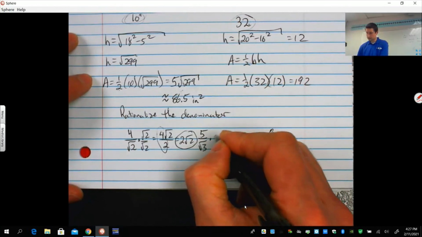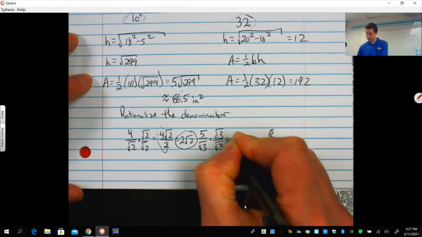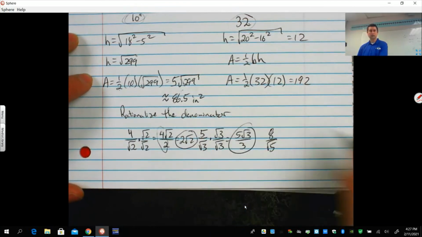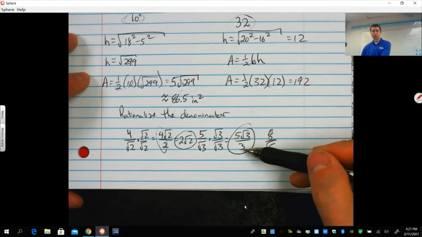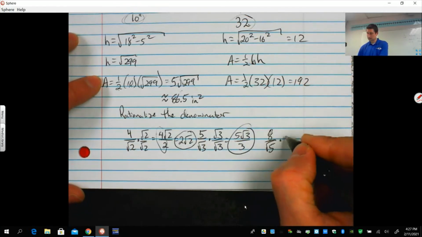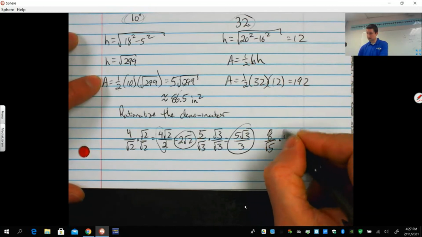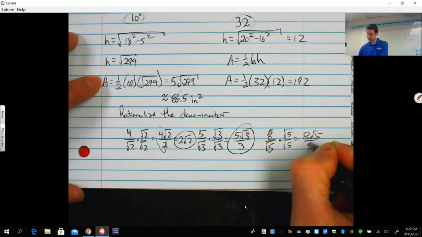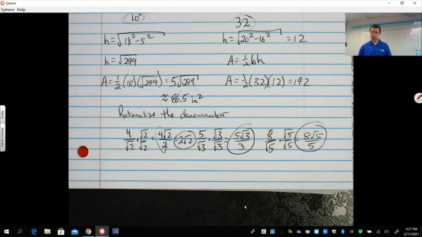5 over square root of 3, take square root of 3 over square root of 3, you get 5 root 3 over 3. That would stay like that because the 5 and the 3 are both outside, you can't reduce them. Same sort of thing here, 8 over the square root of 5, take top and bottom times the square root of 5. You get 8 root 5 over 5. That would be simplest proper form with that.